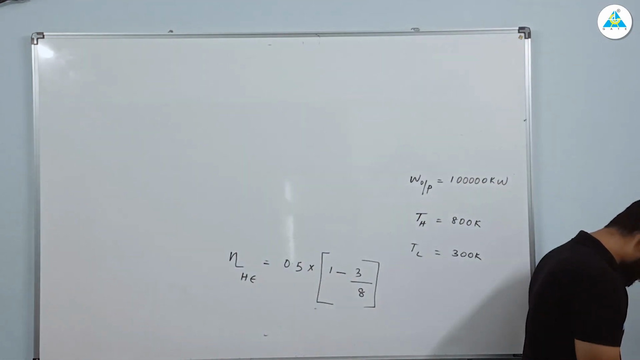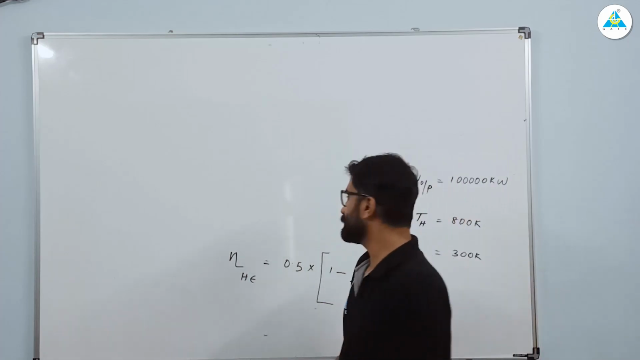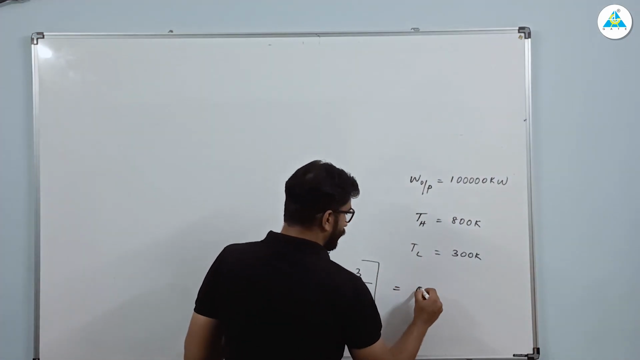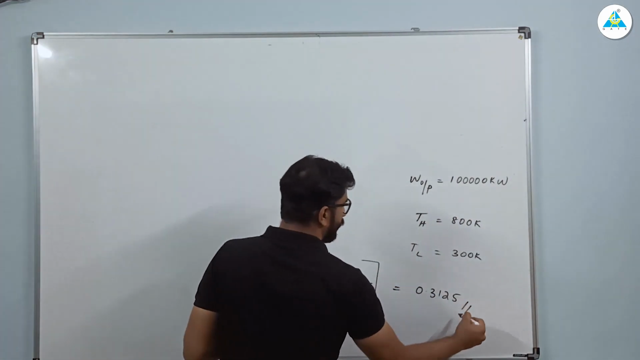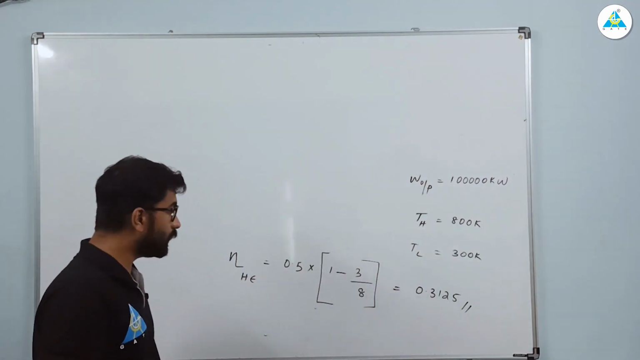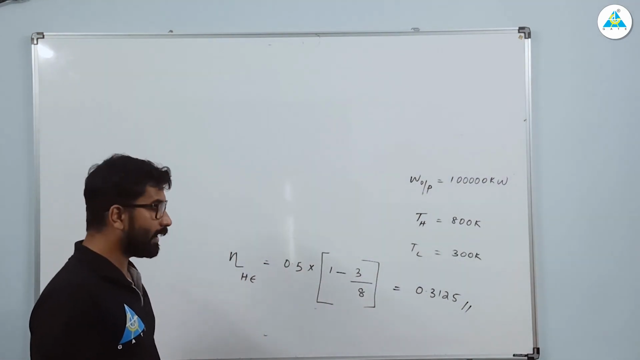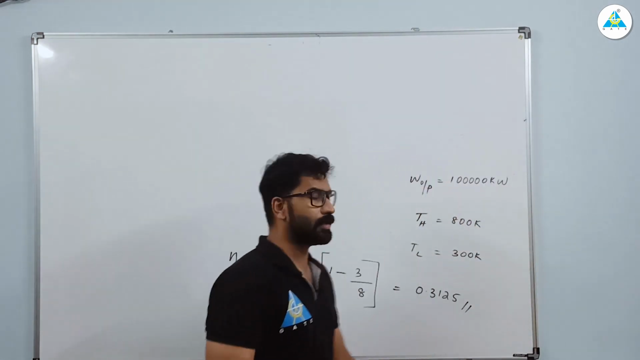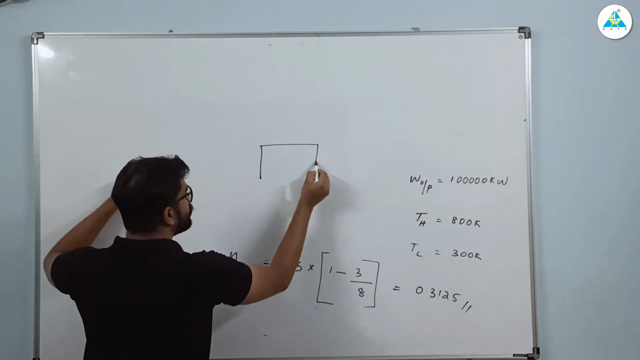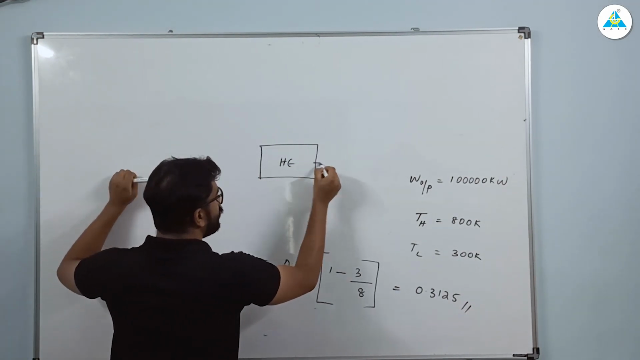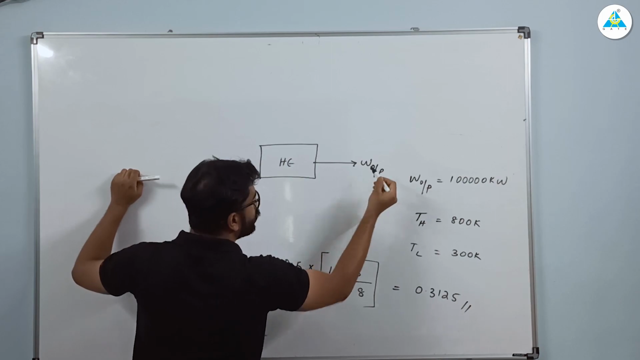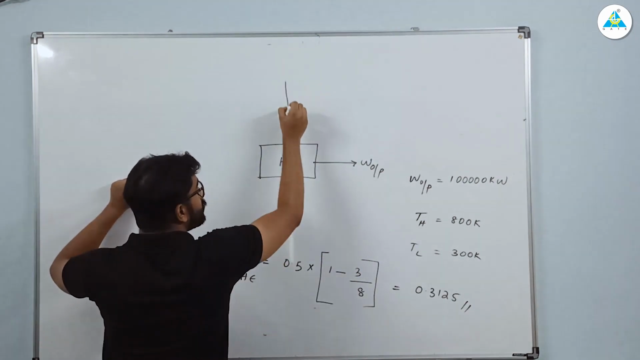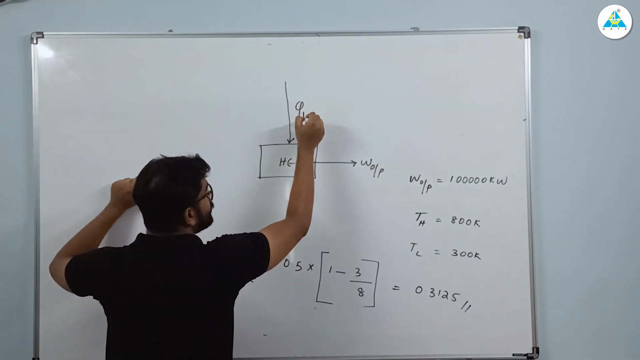So what is the answer after solving this? You will be getting 0.3125, I guess. Right, you will be getting 0.3125. So this is the efficiency of your actual heat engine. Clear? Now they are asking what is the rate at which the heat is absorbed from the hot reservoir? If you have a heat engine, they have given the work output, how much work output that they have already given. Now what is the rate at which heat is absorbed?